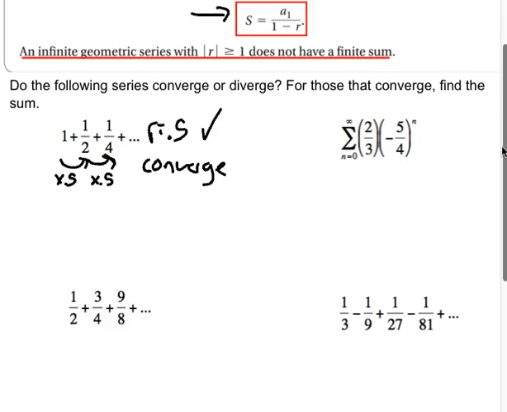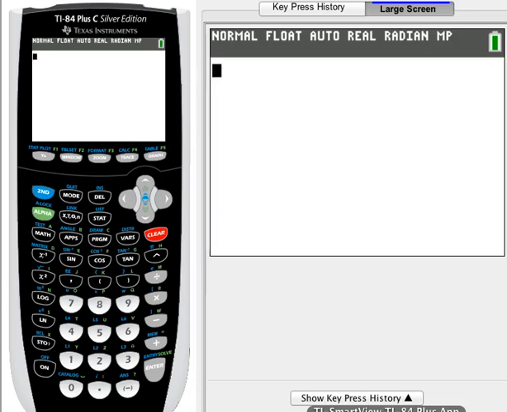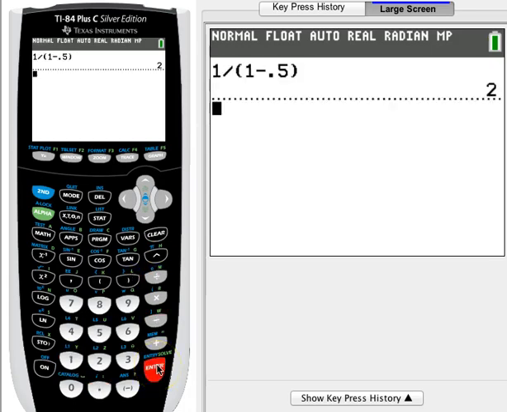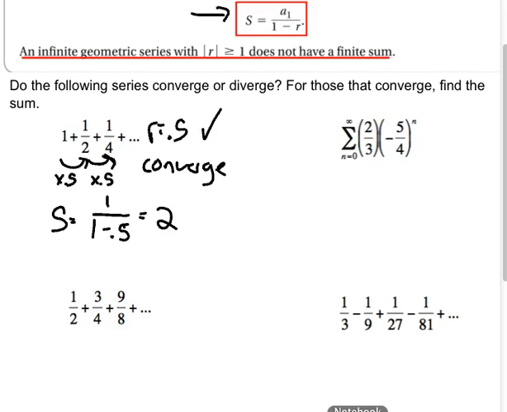Therefore, I can use my new formula. My new summation formula is the first term divided by 1 minus that rate. All right? So again, this is going to be so much easier to plug into the calculator. So 1 divided by 1 minus that rate. And it gives me a 2. All right, so this is going to add up to 2.